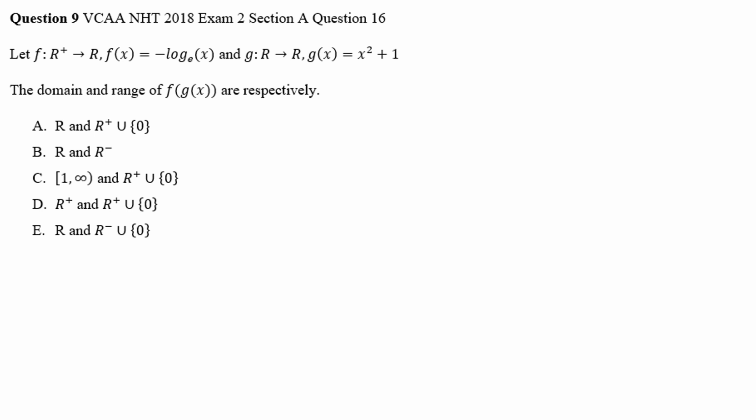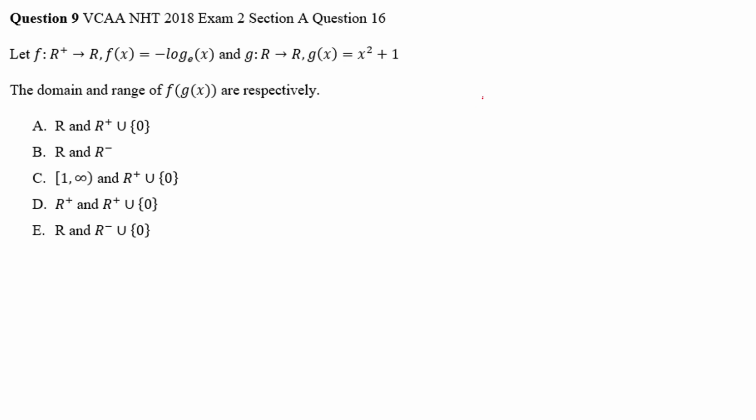We'll be working on VCAA Northern Hemisphere 2018 Exam 2, Section A, Question 16. Let the function f, with a domain of all positive real numbers, be defined as f of x equals negative log base e of x, and our function g, with a domain of all real numbers, be defined as g of x equals x squared plus 1. Find the domain and range of the composite function f of g of x.